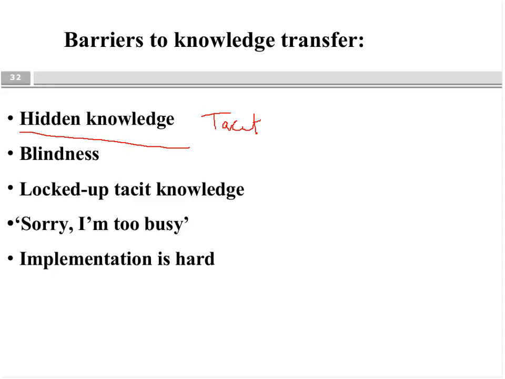On the other hand, blindness is when people suspect that knowledge exists, but don't know how to find it. So in blindness, you know that the knowledge you are looking for exists in the organization. But you don't know how you can go and find it. Is it in the marketing department, or the sales department, or the operation management department, or the human resource management department? So you are blind to where the knowledge is.